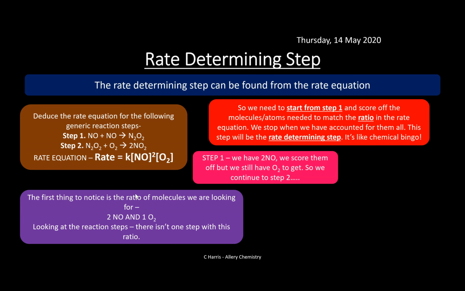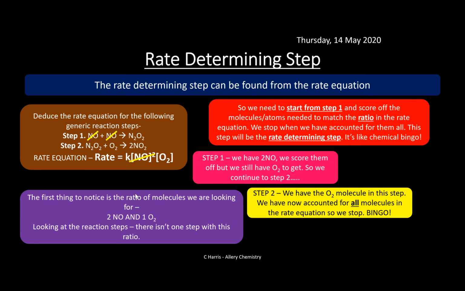So, first of all, step 1, we have 2 lots of NO. So we need to score them off, but we still have an oxygen to get. So we need to continue to step 2. So let's score them off now. There we are, we've ticked that one off. So we need an oxygen, so we need to keep going. So step 2, we have the oxygen molecule in this step. So we've accounted for all the molecules in the rate equation, so we stop and shout bingo.